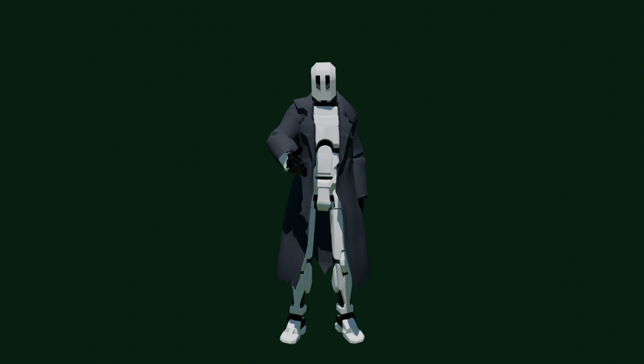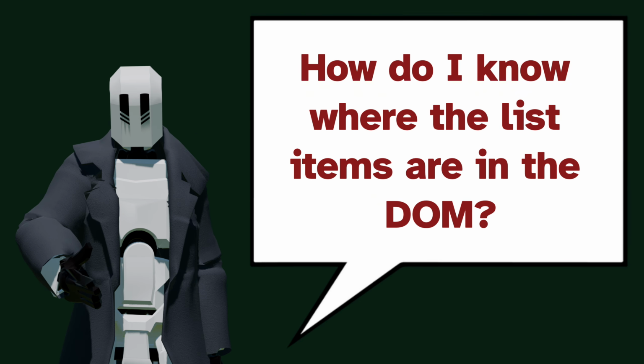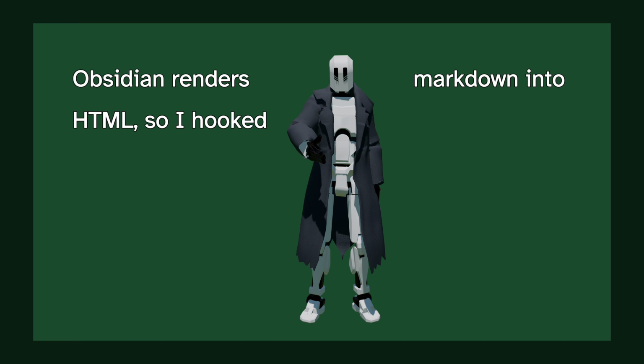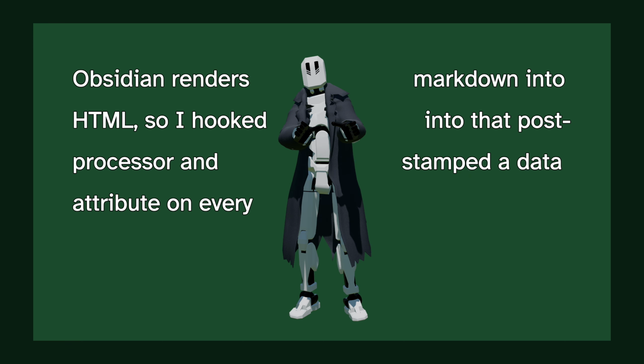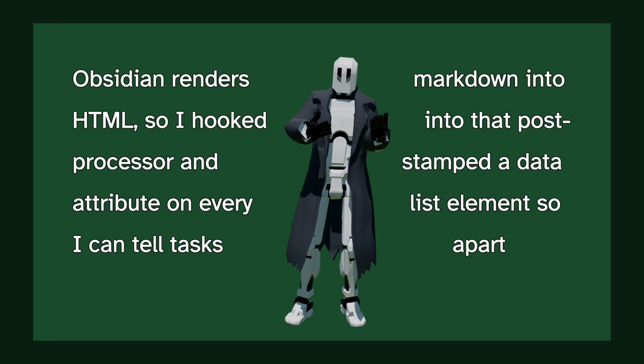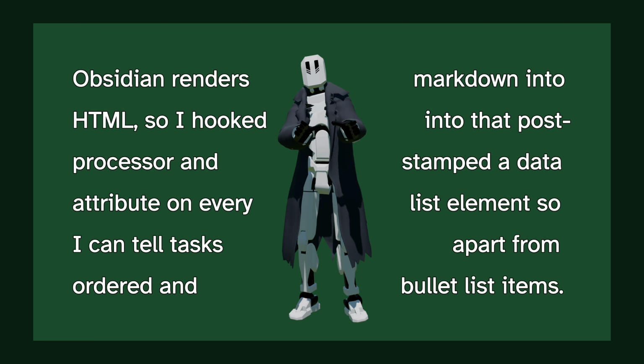Now we've got the basic setup, I had my first problem. How do I know where the list items are in the DOM? Obsidian renders Markdown into HTML, so I hooked into that post processor and stamped a data attribute on every list element so I can tell tasks apart from ordered and bullet list items.